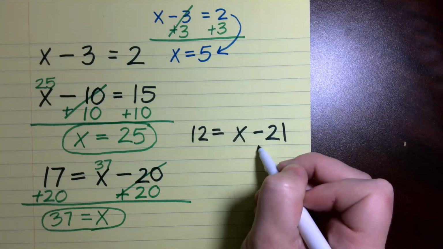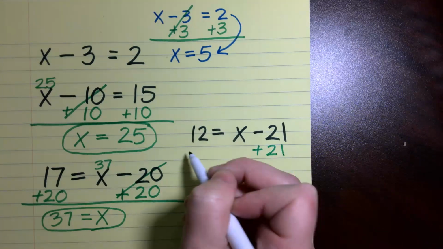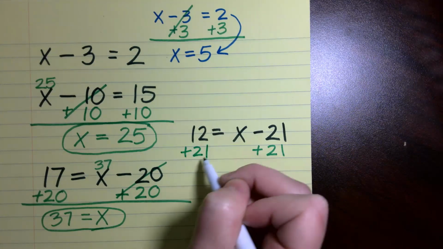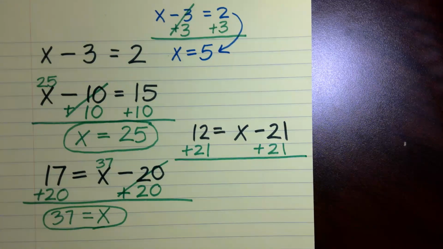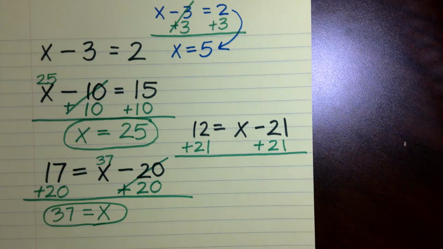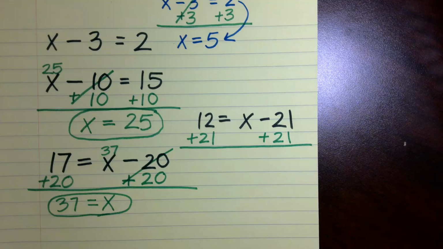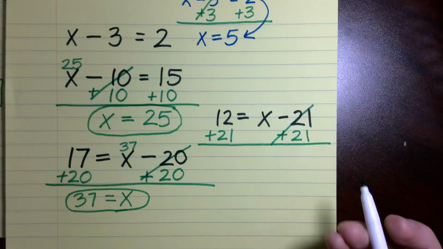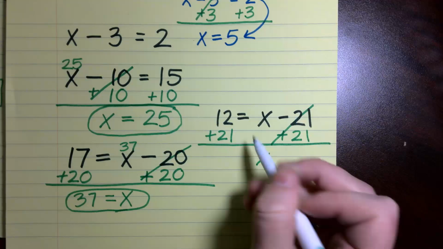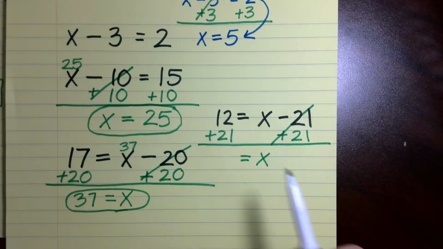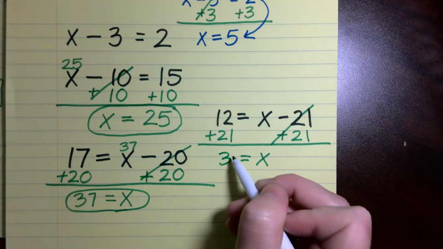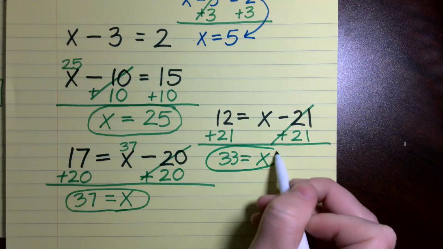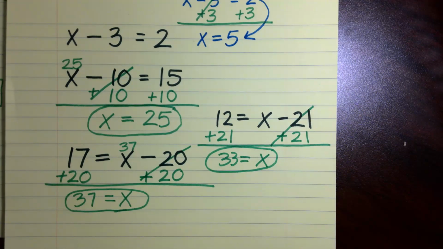Add 21, plus 21 on both sides. Okay, now what? Cross out the 21. My 21s canceled. They're gone. Now I've got x equals 33. Good job, guys. That's not so bad once you get the hang of it.